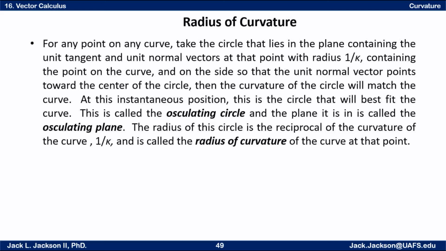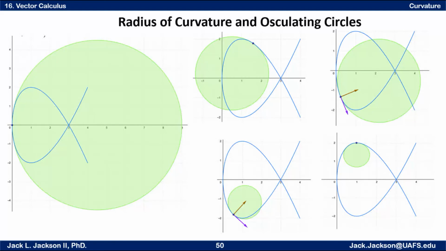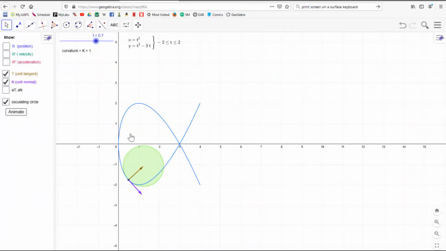So let's visualize this in this next slide, where we see several versions of the osculating circles for different points along this curve. In fact, I'm going to look at this dynamically. And here we can see this curve. This particular curve is given by x equals t squared, y equals t cubed minus 3t. We kind of looked at that before. t is going from -2 to 2. And by moving this slider, I can move the point around.